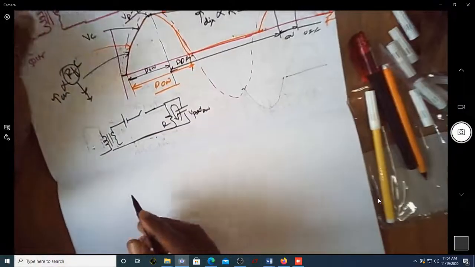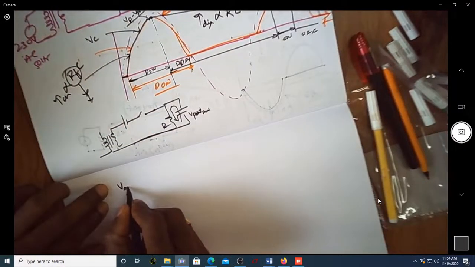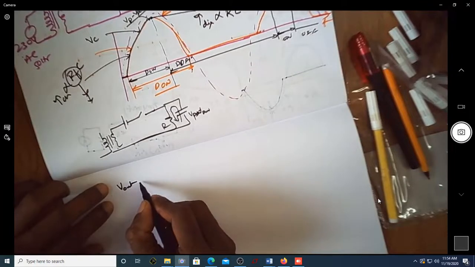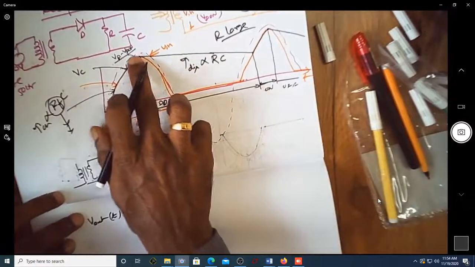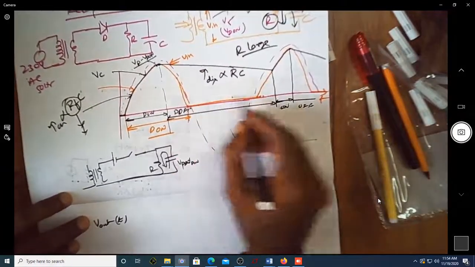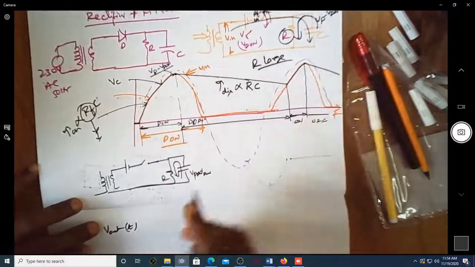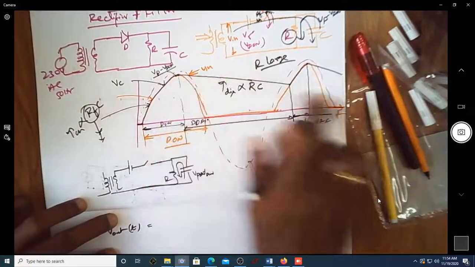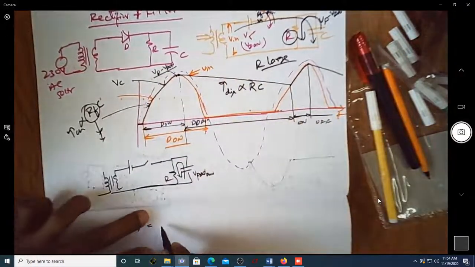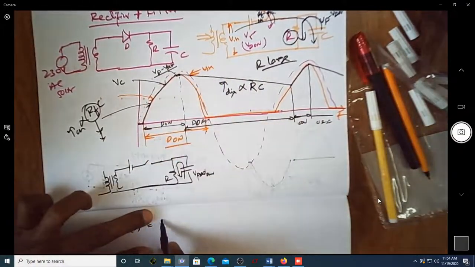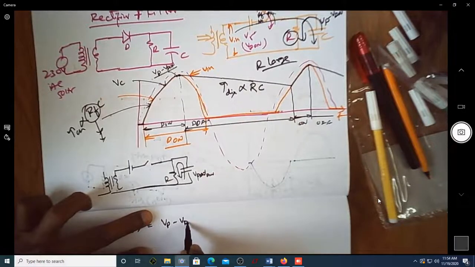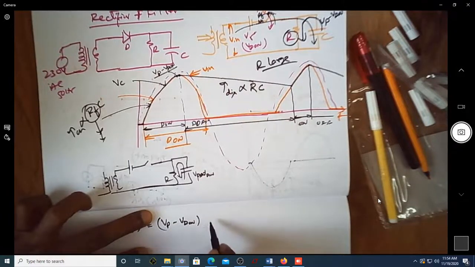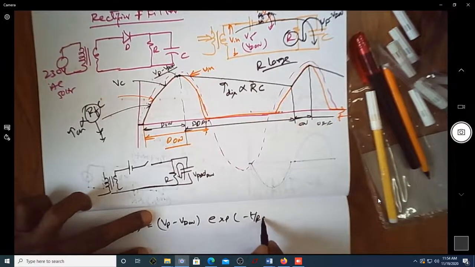So can I write V out with respect to time? Can you see this V out keeps on changing with respect to time? This is your time. Can you see it keeps on going down? So can I write the output voltage with respect to time as the peak voltage, that is Vp minus Vd on, into exponential minus T by RC.